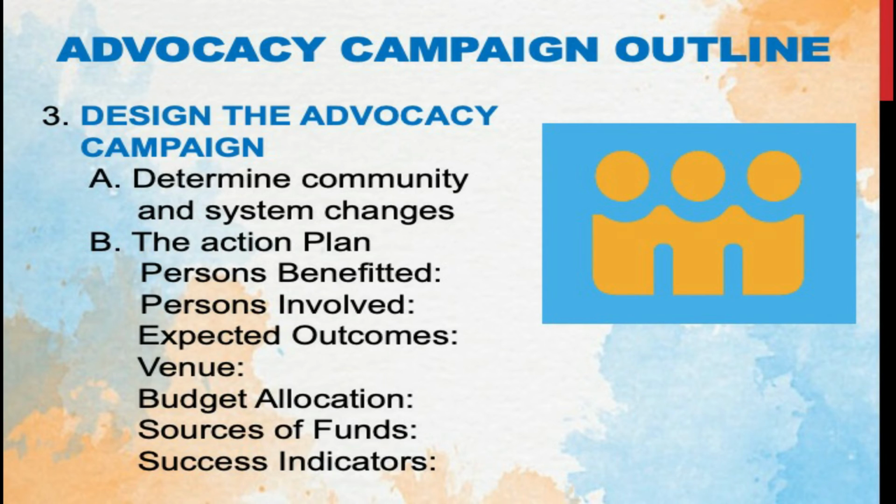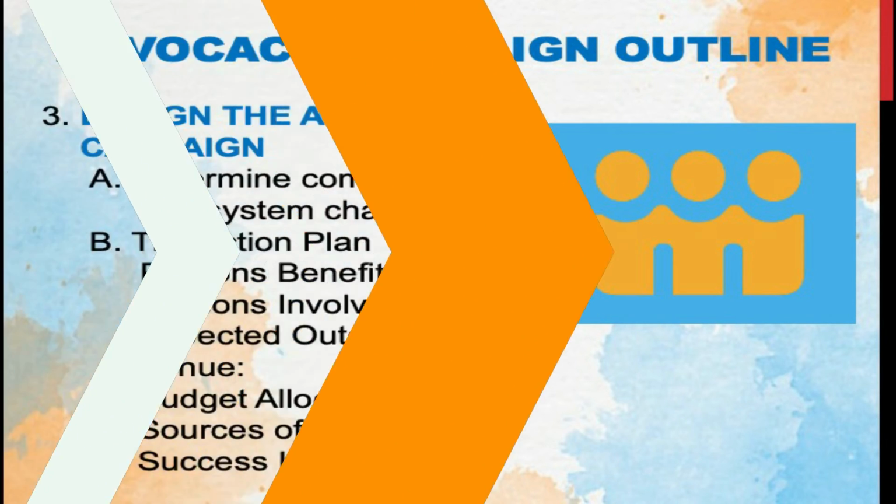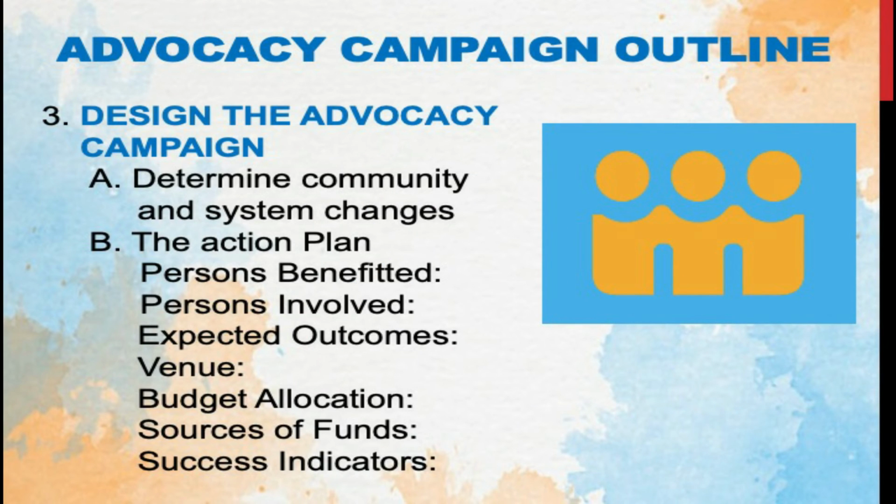Success indicators would mean your expected results after this campaign and advocacy is done. They are the quantifiable outcome-based statements you'll use to measure if you're on track to meet your goals or objectives in the campaign and advocacy.